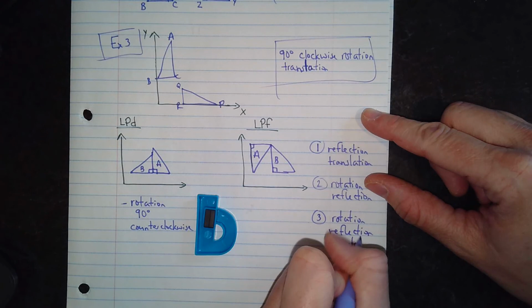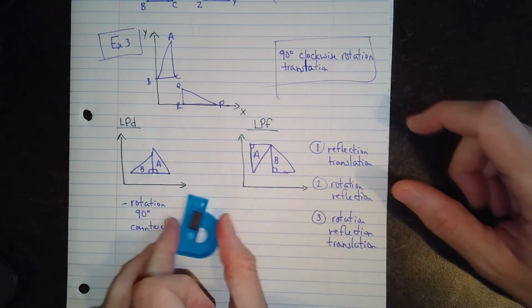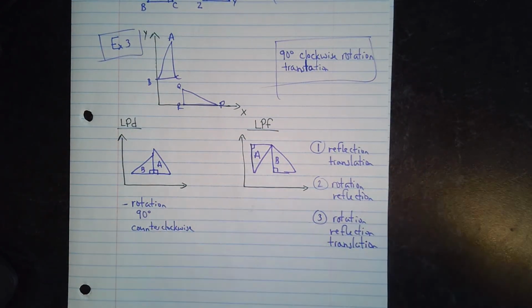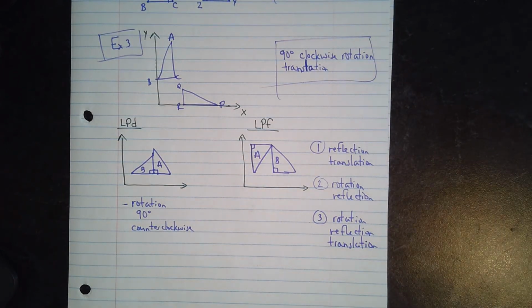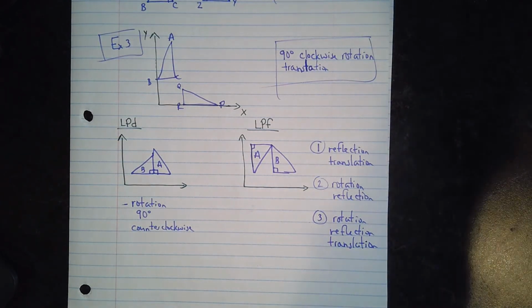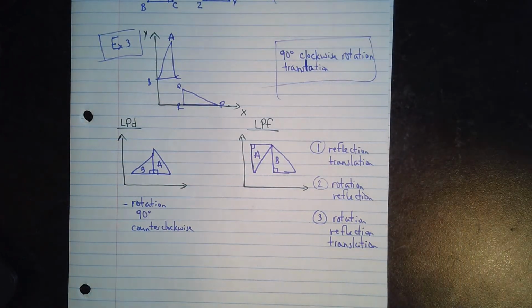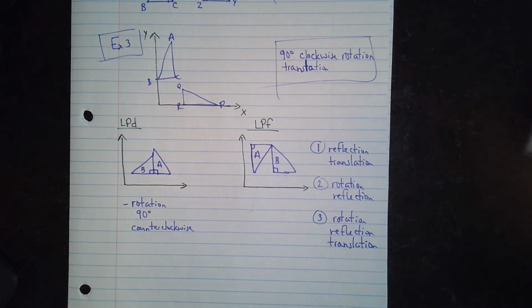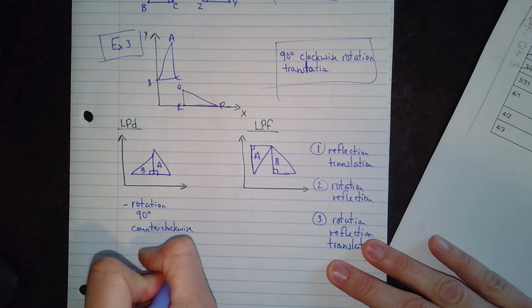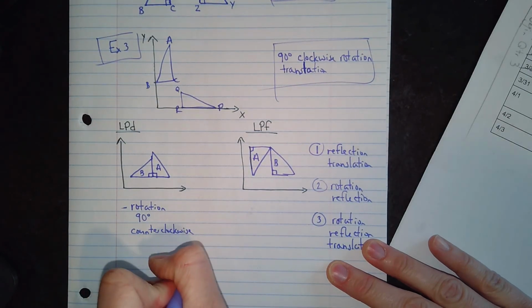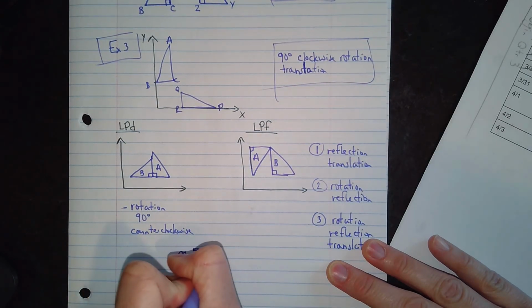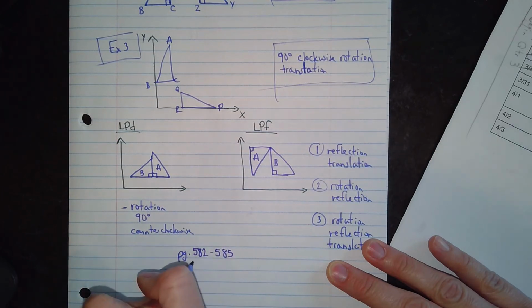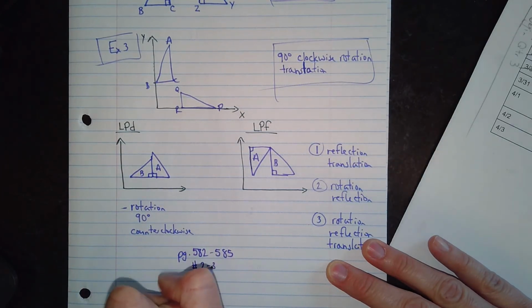All right, so moving on to your assigned work for the day. Let me find it. Hold on, I gotta get back to the right page. So we are doing page 582 to 585, and you are doing numbers 2 through 30 even.